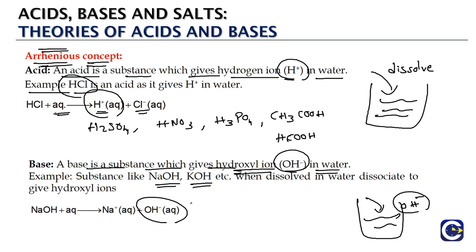So we can understand that in the Arrhenius concept, the definition of a substance as an acid or a base is related to water. When we dissolve the substance in water, if it gives H+ ions, we call it an acid. If it gives OH- ions, we call it a base. Without dissolving in water, we will not be able to classify the substance as an acid or a base.